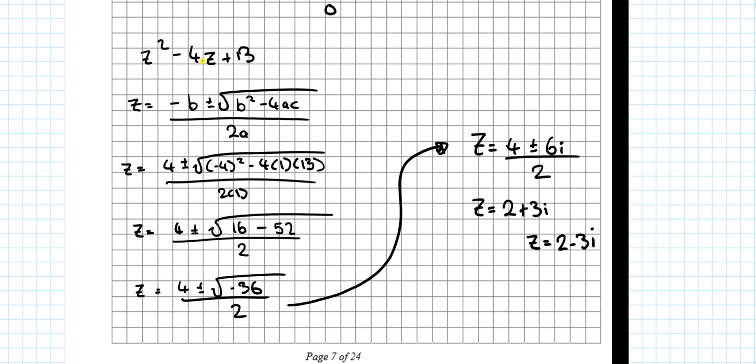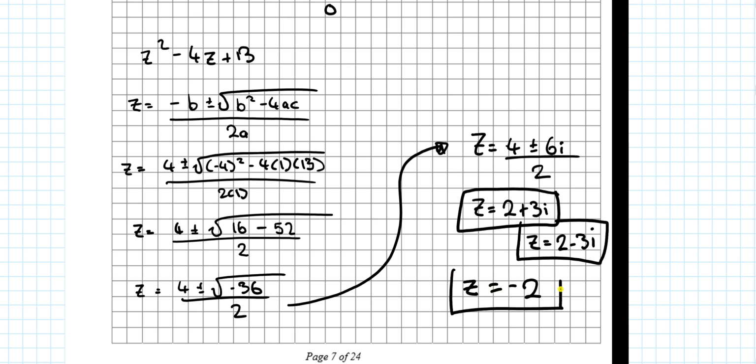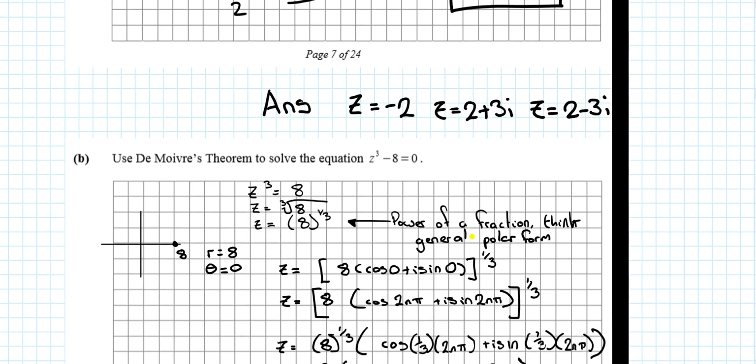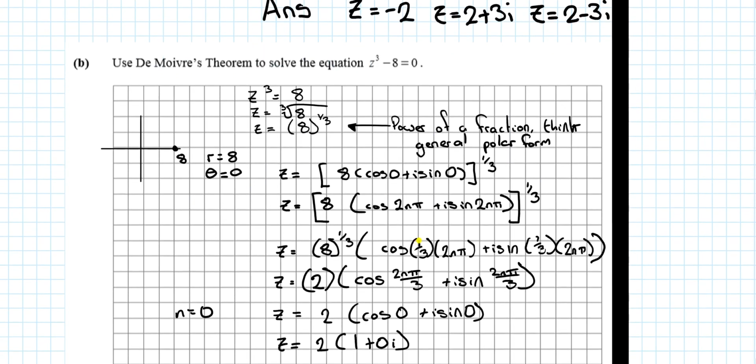So your a, b, and c from your minus b formula, fill it in, and we're getting 4 plus 6i and 4 minus 6i all over 2, which gives us two answers. And what's interesting about them is they are conjugates of each other. So the roots are z is equal to minus 2, z is equal to 2 plus 3i, and z is equal to 2 minus 3i. The last question then, so there's the answers. The last question.